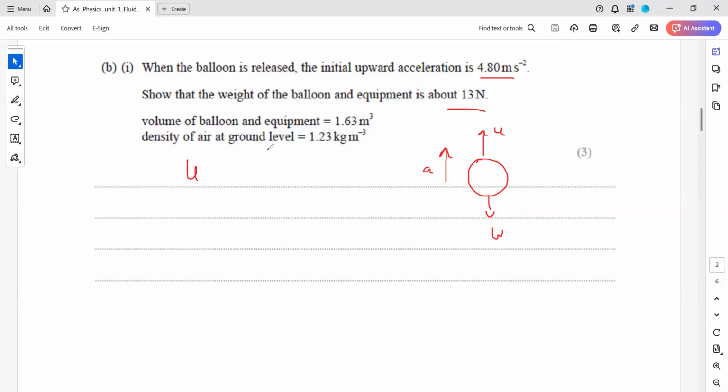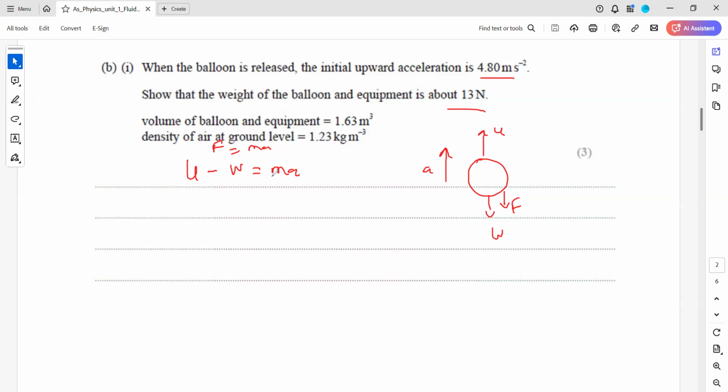So there will be a drag force, but because no information about the drag is given here, we'll ignore the drag. Drag force will oppose the motion. So we can say the upthrust minus the weight is equal to ma, because F is equal to ma. Force is mass multiplied by acceleration, where F is the resultant force.